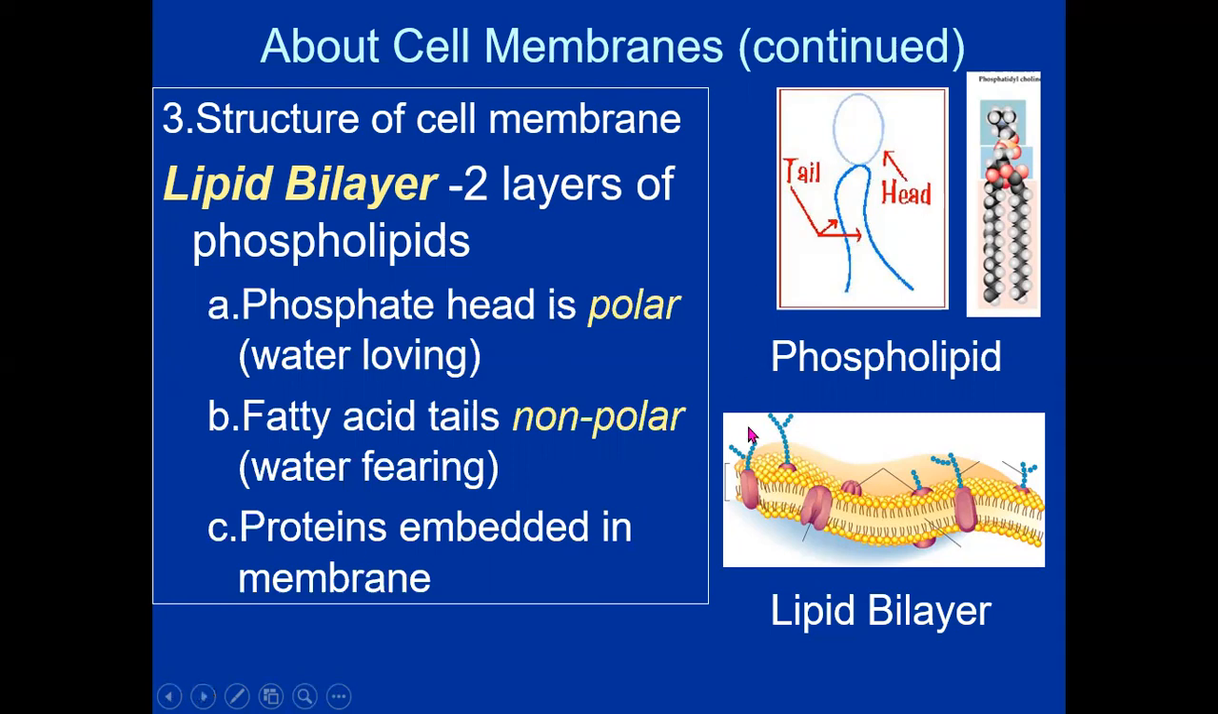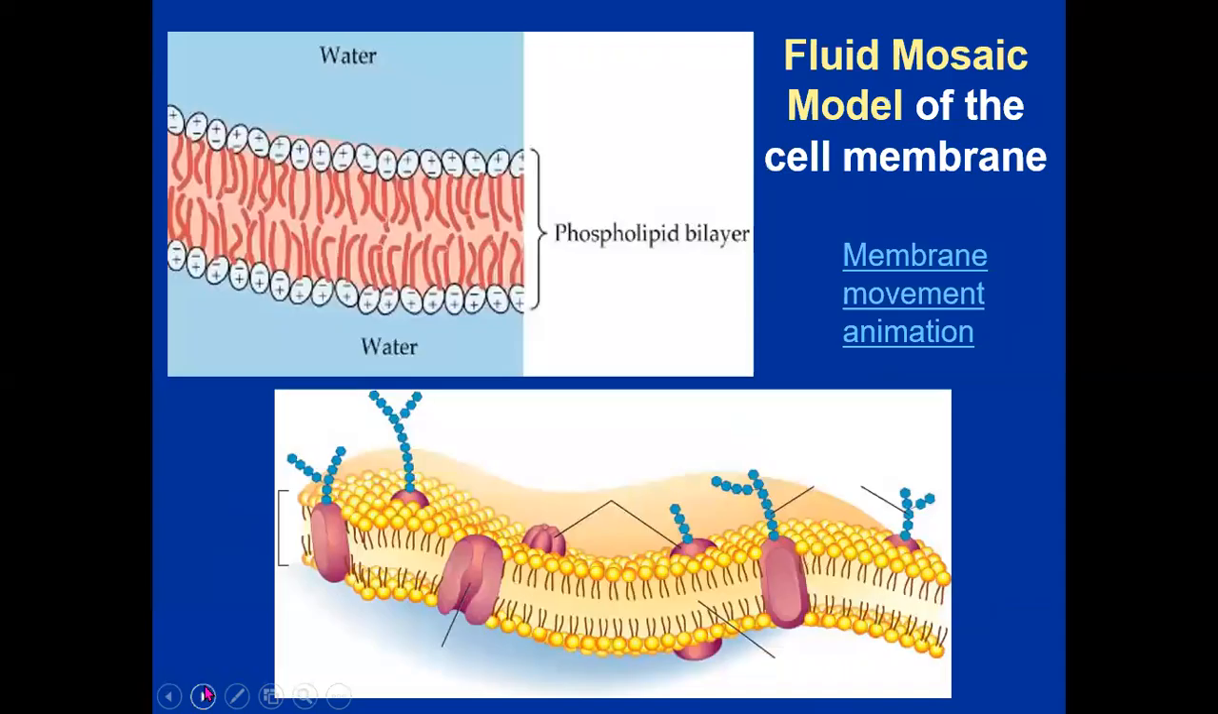Now, inside the membrane are also proteins, and there are two types of proteins. There are those that we refer to as channel proteins, and we also have carrier proteins. We also have the carbohydrates that are embedded in the structure of the molecule.